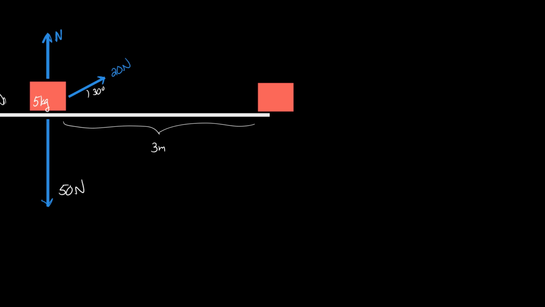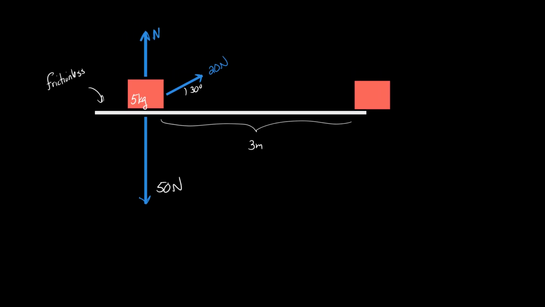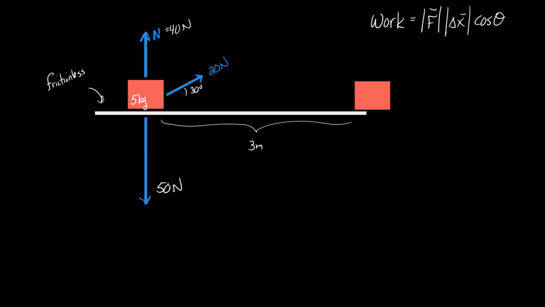Now, the problem that I want you guys to deal with is the work problem. We now know this equals 40 newtons, and every force that acts on the object can do work. So let's remember, work equals the size of the force times the size of the displacement times the cosine of the angle between them. There are 3 forces acting on the box. There's the work done by the 20 newton force, the work done by the normal force, and the work done by gravity.